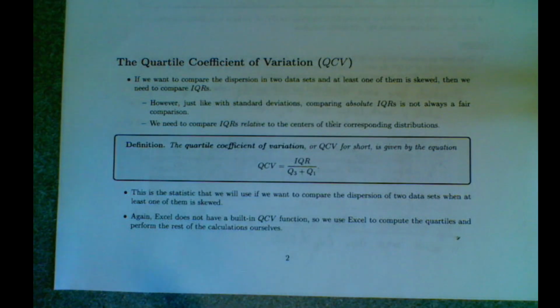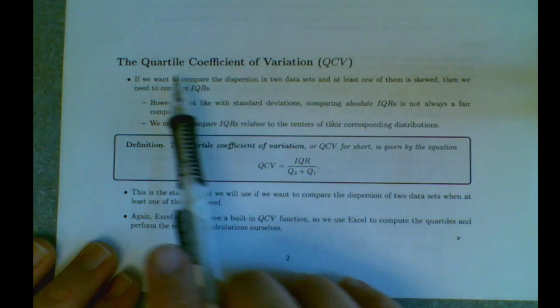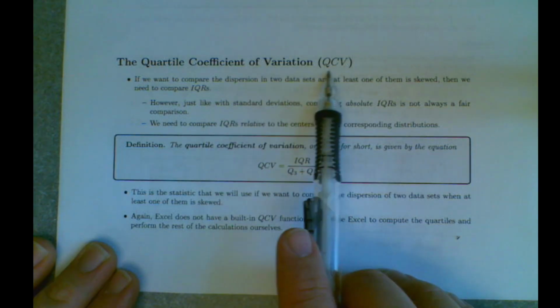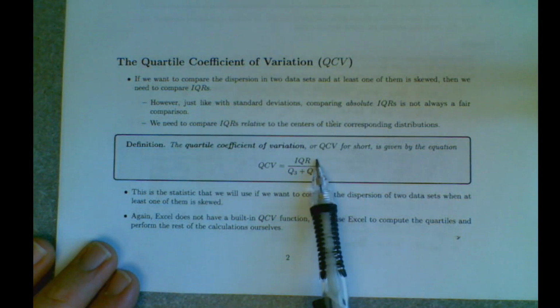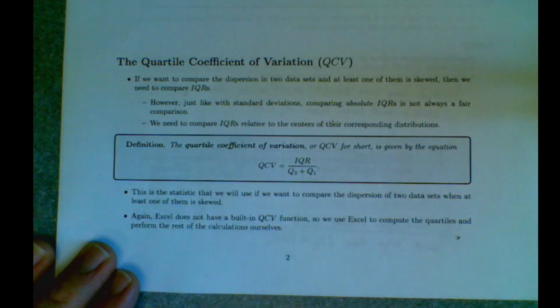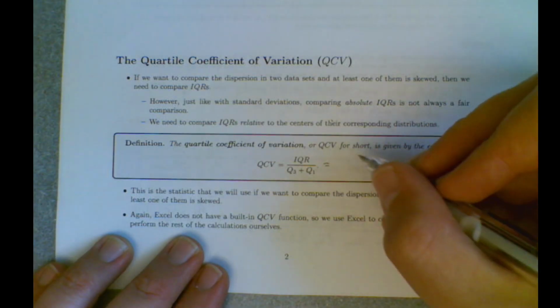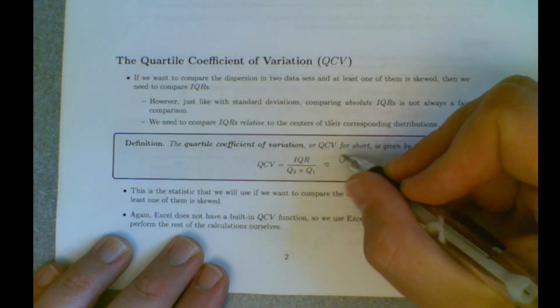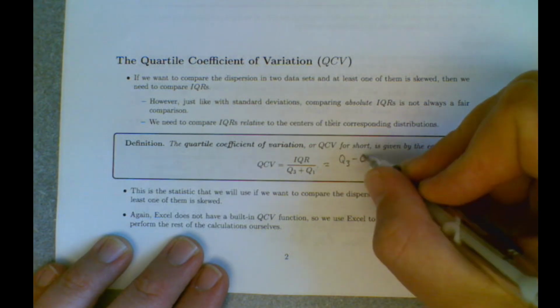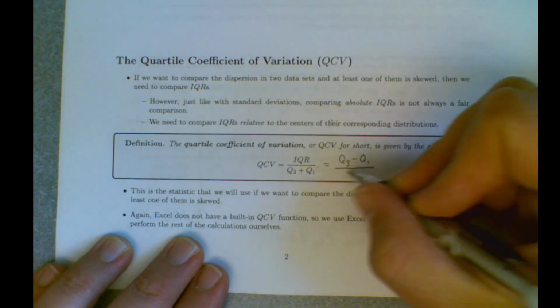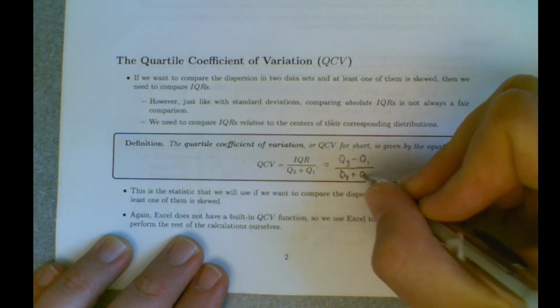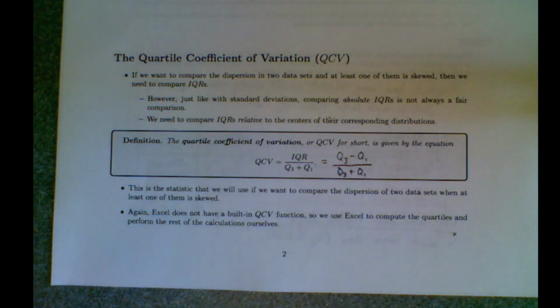So coefficient of variation is standard deviation divided by mean. The quartile coefficient of variation, or QCV for short, is the IQR divided by Q3 plus Q1. You may recall that the formula for the IQR is Q3 minus Q1. So another way to view this formula is that it's Q3 minus Q1 divided by Q3 plus Q1.